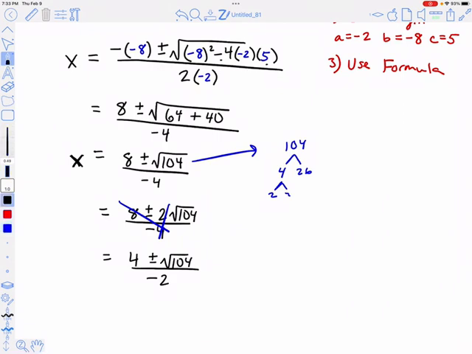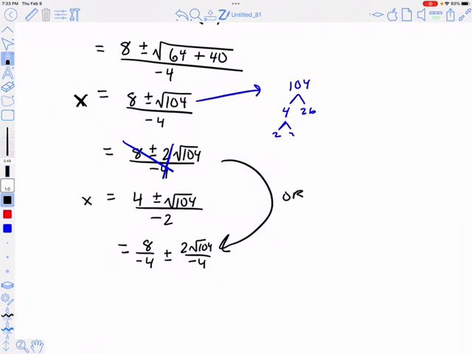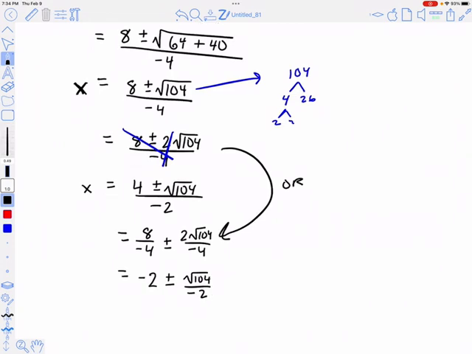Or what you could do from that step is you could separate into two fractions. And so then you could divide the 8 fully by 4 and then leave the square root, and then reduce the square root fraction as well, just by 2. So that would be your other option. Either one is fine. I'm going to go with this one. I like to just leave it as one fraction if possible, but either answer would be correct and fully simplified.